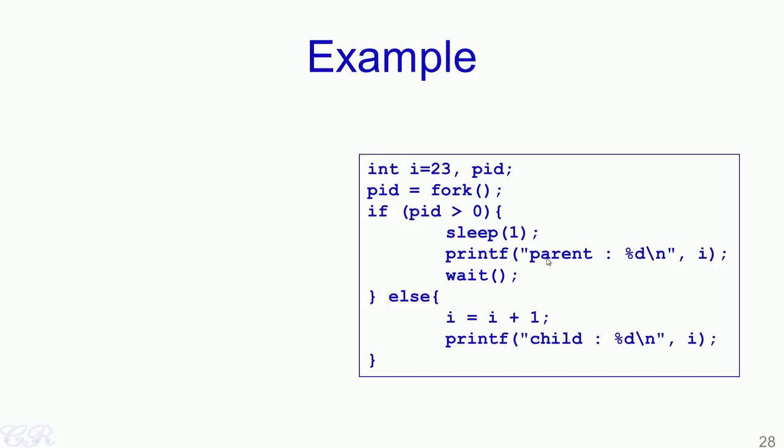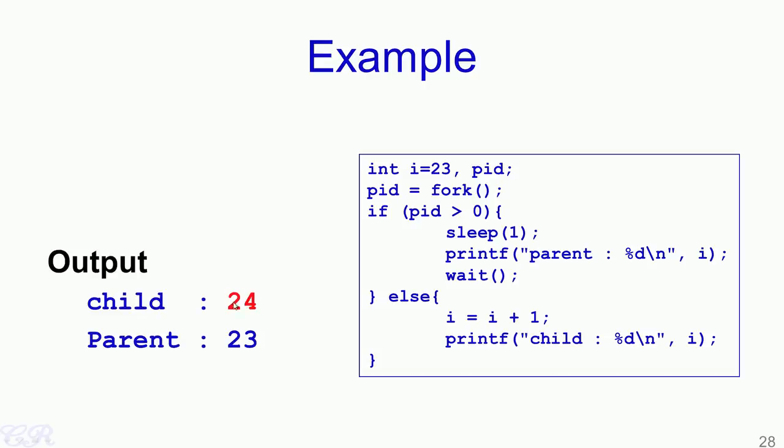One would expect that the child would print a value of 24, since we have incremented i by i plus 1, so that is 23 plus 1, and the parent would also print the value of 24. However, when we execute this program, the child has the updated value of 24, but the parent still has the old value of 23. Given that both the parent and child point to the same page frames in the RAM, how is this possible? We will look into why such a phenomenon is happening.